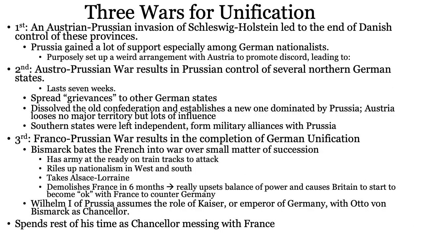Now, Bismarck is going to use 3 different wars in order to unify Germany. The first is that he's going to talk Austria-Prussia into invading a Danish province. This is the Danish province by the name of Schleswig-Holstein. This is the little area of Denmark, and I'll show you on a map in a second, that juts up to where the Baltic Sea comes over by Sweden and stuff like that.